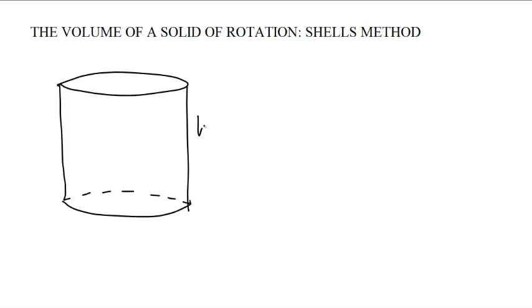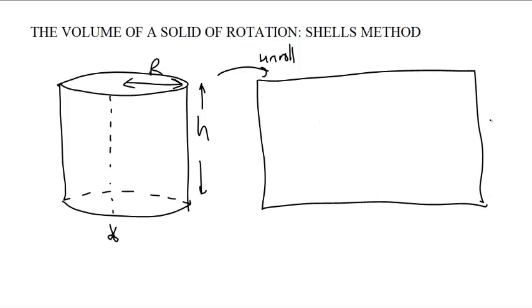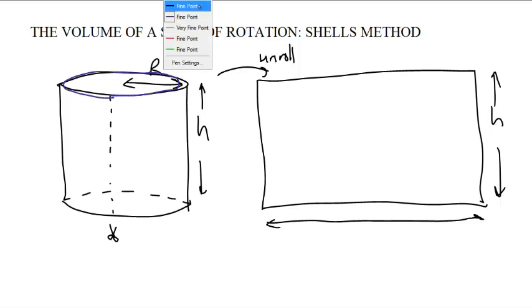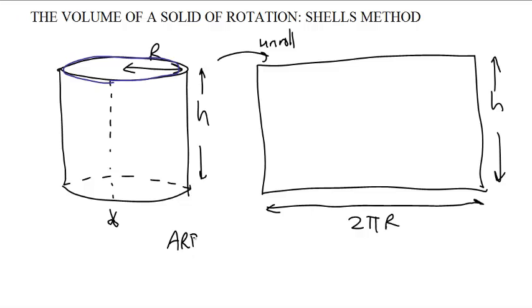If it's got a height of h and a radius of r, then we can cut it in half and unroll, and we will get a long rectangle. A rectangle with a height of h, and the width of the rectangle is what previously had been the circumference, and therefore it is 2 pi r. And so the area of this is 2 pi r h.